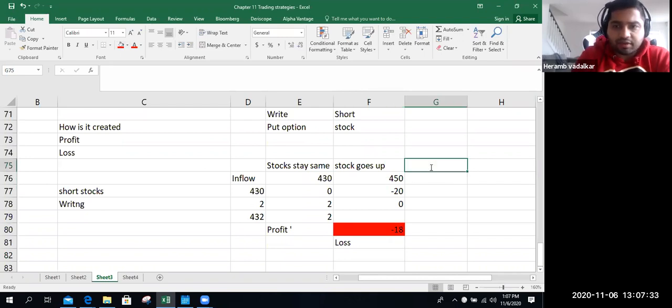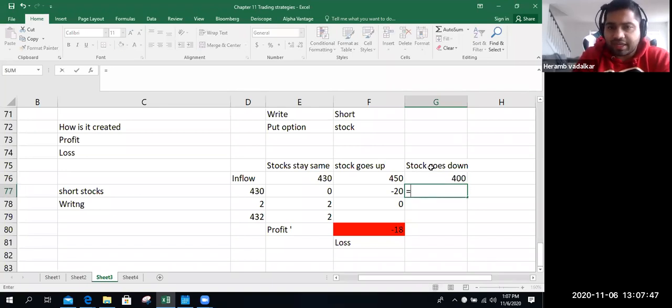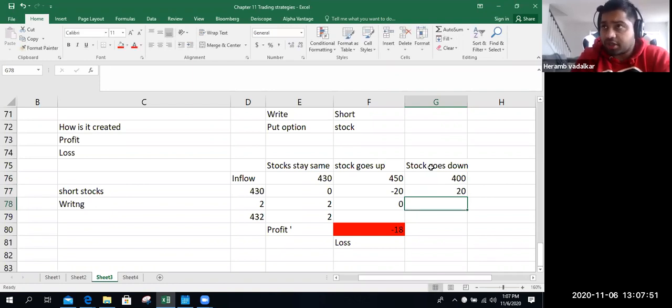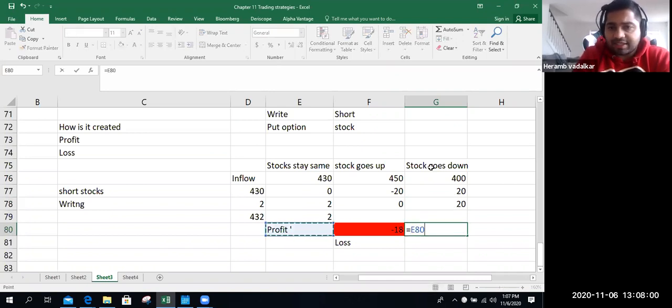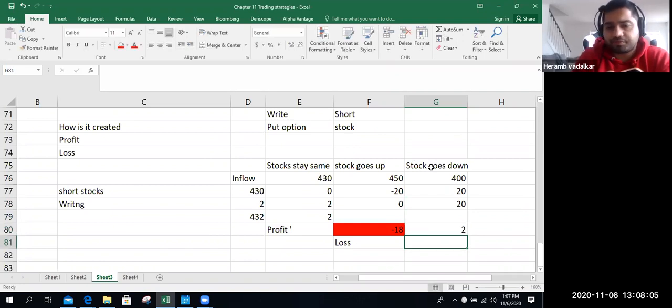Okay. Now if the stock goes down, let's say the stock goes to 400. This shorting the stock strategy will make you money. How much money? $20. Okay. You have written a put, so you lose money there. How much money will you lose? $20. So the total profit from this strategy is again the premium amount, the $2 that you kept.